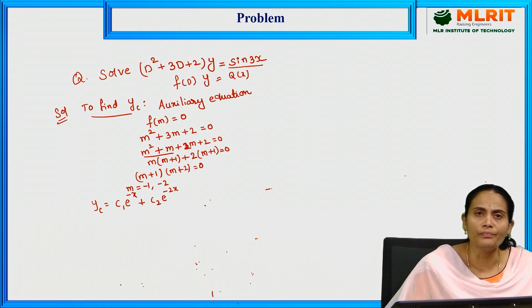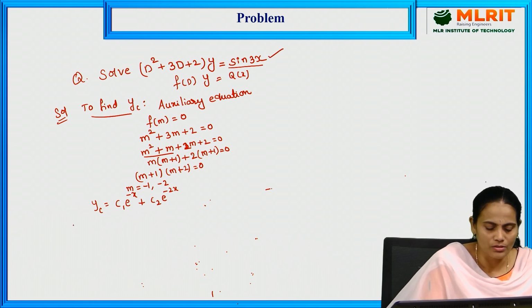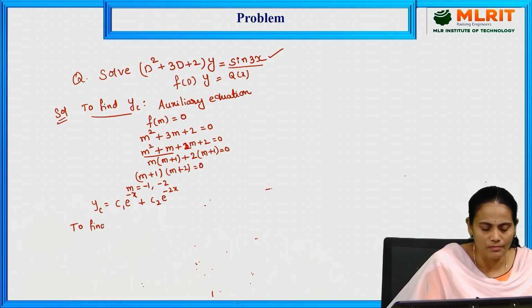Now let's see how to find the particular integral when the function is sin 3x. So now see the particular integral.